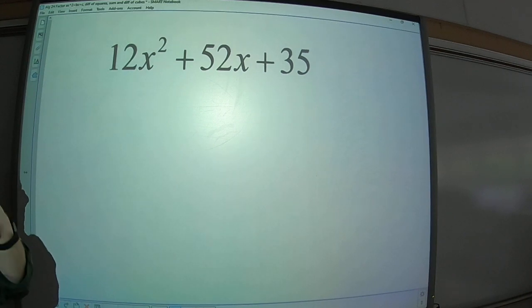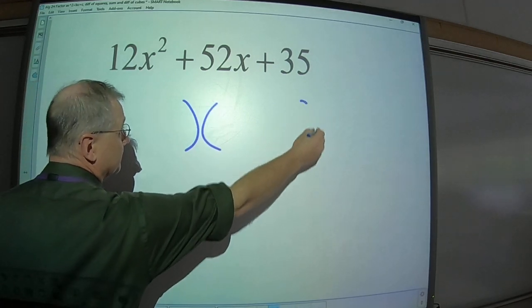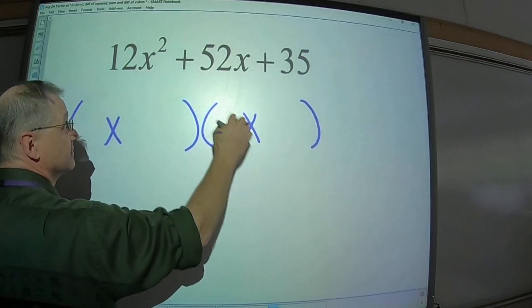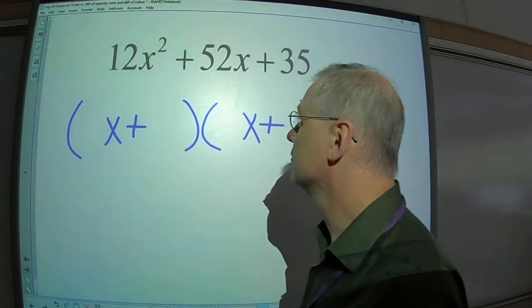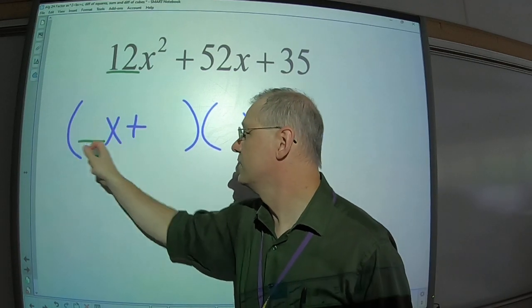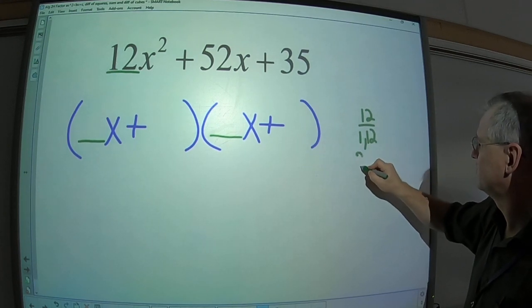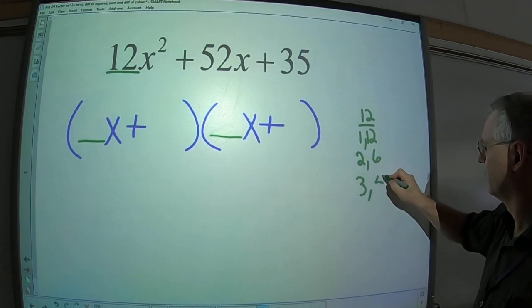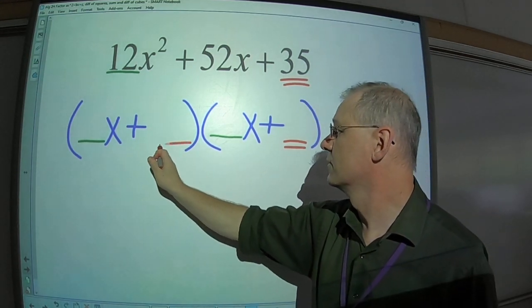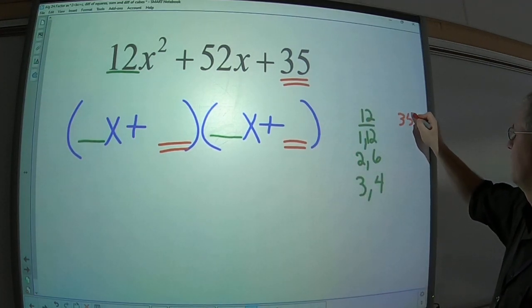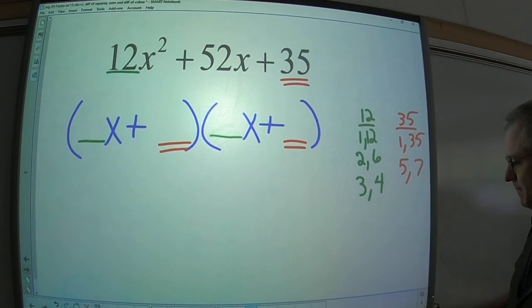All right, so let's try this one. A pair of numbers, so two sets of parentheses, right? x, x, signs tell me plus and plus, and I need a pair of numbers that multiply to 12, that go here and here. I've got 12: 1 and 12, 2 and 6, 3 and 4. And then I need a pair of numbers that give me 35, that are going here and here. 35: 1 and 35, 5 and 7. Okay.